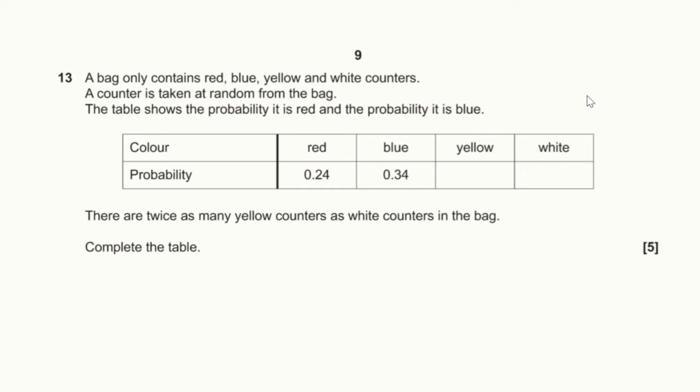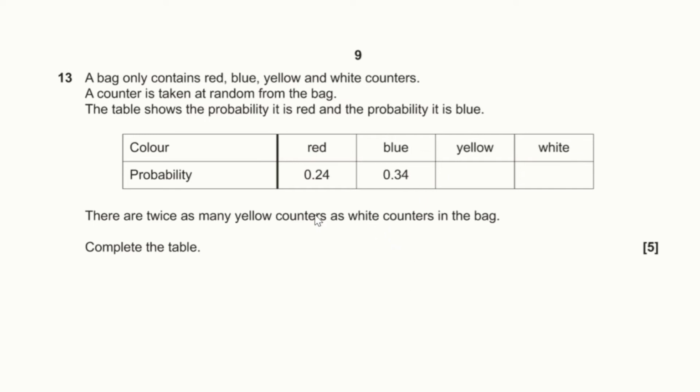Question number 13. A bag only contains red, blue, yellow and white counters. A counter is taken at random from the bag. The table shows the probability it is red and the probability it is blue. That's what we see here. There are twice as many yellow counters as there are white counters in the bag. You have to complete the table.